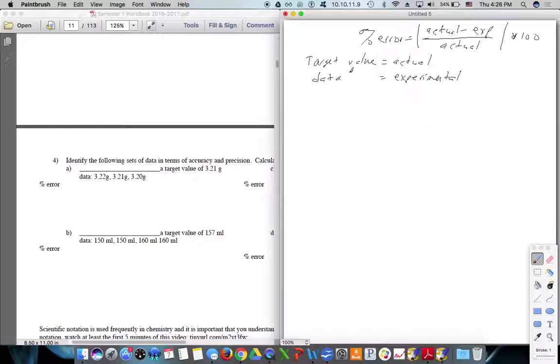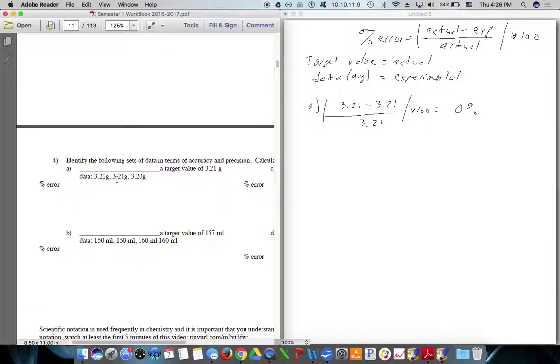I should have said this. So I leave this blank here. It's the average. You're going to average those pieces of data together. So if we look at A, the actual is 3.21. The experimental, if we average those 3 things together, comes out to be 3.21, divided by 3.21 times 100 gets us a 0% error. So I'll walk through that one really fast because it's 0, but these 3 things come out to be 3.21. So actual, 3.21, that's the target, right? Experimental, 3.21, all right?